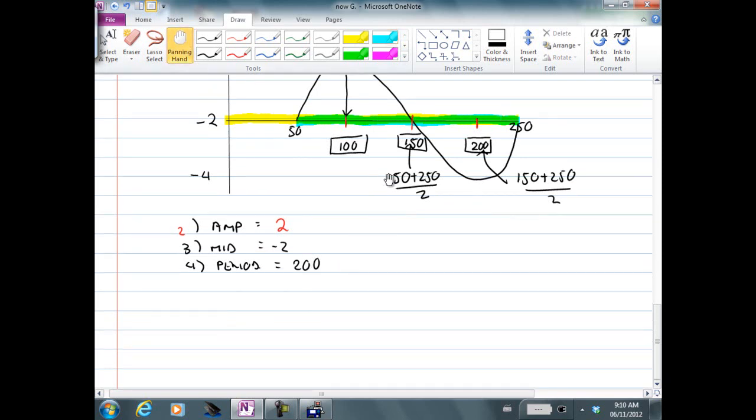You saw the trick. See, period is, you take your end point, so let's write this down. Period equals end point minus starting point. That will give you the distance.